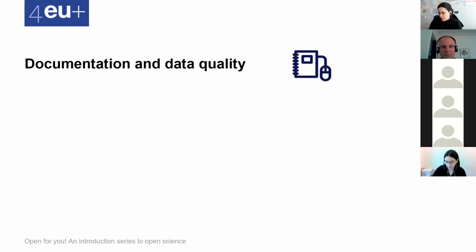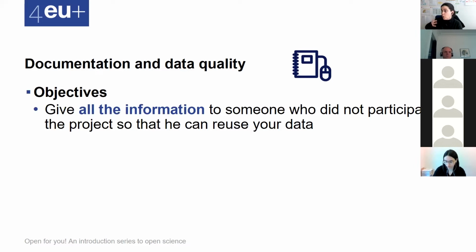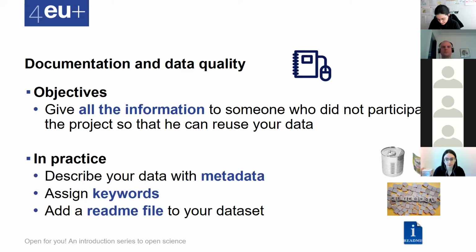So for the second part, documentation and data quality, the principal objective is to give all the information to someone who did not participate in the project, so that they can reuse your data. And in practice, you will need to describe your data with metadata. Metadata is like the information on the label of a tin can. Sorry, if you don't have a label on the tin can, you don't know what's inside. It's the same for data.